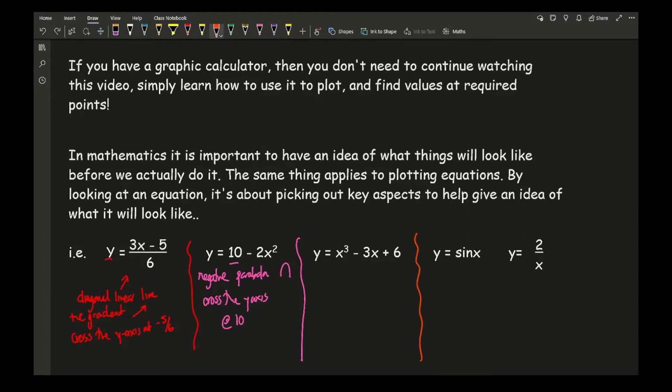Here I can see that my highest power of x is a 3, so it's going to be a cubic graph. And it's going to be what we call an S shape. So it's going to look something like that. Now, in terms of where it crosses the y-axis, it's going to be at positive 6. And then moving on to the next one of sine x.